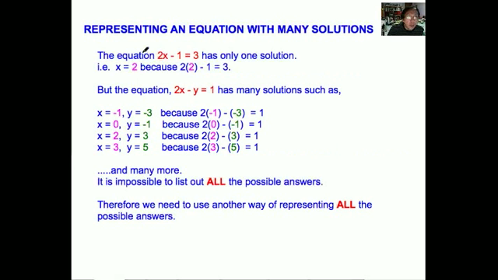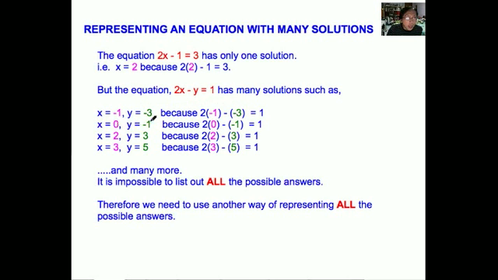Representing an equation with many solutions. The equation 2x minus 1 equals 3 has only one solution, that is x equals 2, because 2 times 2 minus 1 equals 3. But the equation 2x minus y equals 1 has two unknowns and has many solutions, such as x equals negative 1, y equals negative 3, because this satisfies the equation.